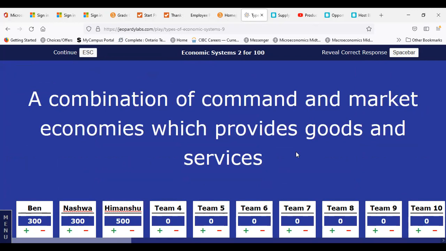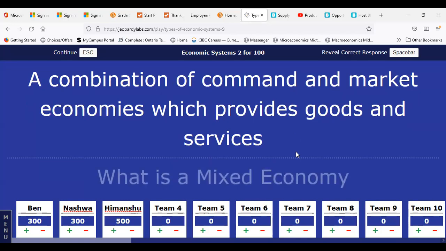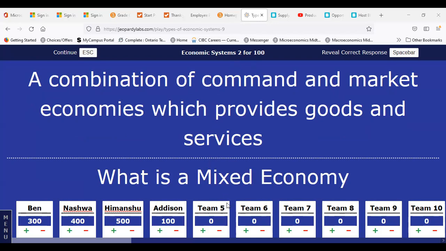What's that called? Next, yeah. Great, excellent. So Joshua. Who else got it? Oh, Addison did. Who else? Matt. Good job, everybody.